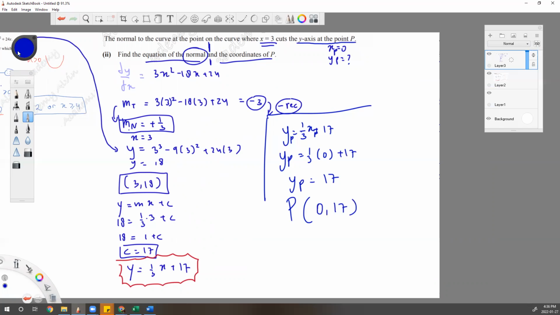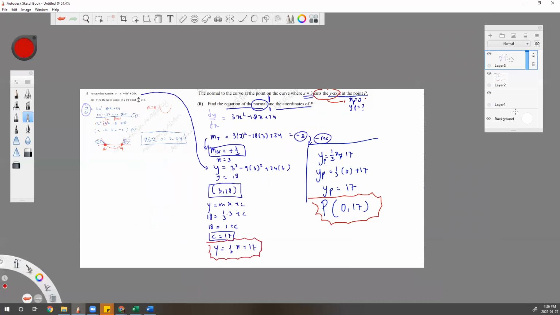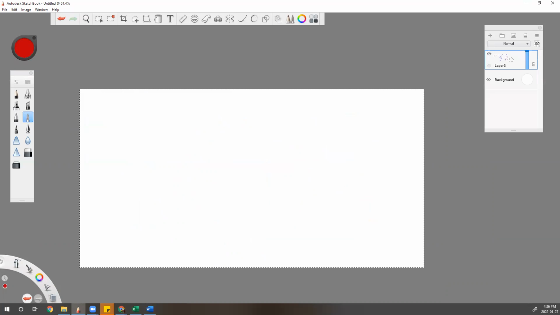Just use the number 0 given. When it cuts the y-axis, the x is always 0. So this is part 2 of question 2. We have to find two answers in part 2. Okay, I will copy again. Do number 12. What else?